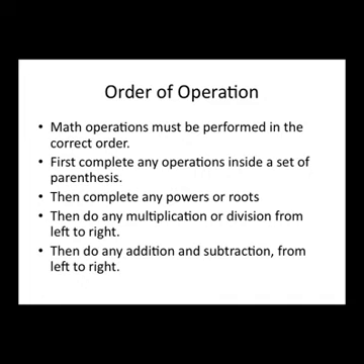We also have to make sure we do things in the correct order of operation. First, complete any operations inside a set of parentheses, then brackets, and work your way outwards. Then complete any powers or roots. Like in our area formulas of the last lesson, we had radius squared. Take care of the squares first. Then do any multiplication or division from left to right, as you would read. And then finally, do any addition and subtraction from left to right. But always do the stuff inside the parentheses first.